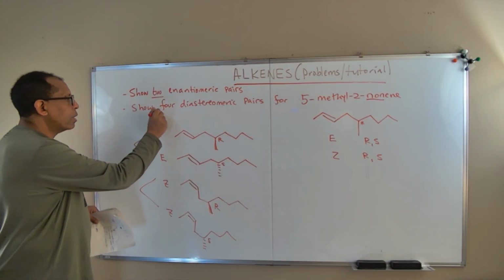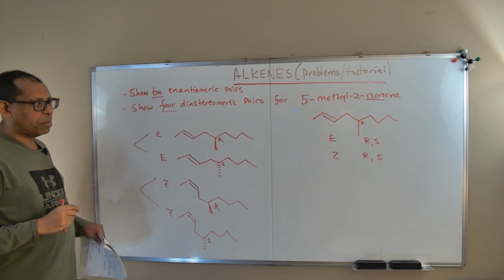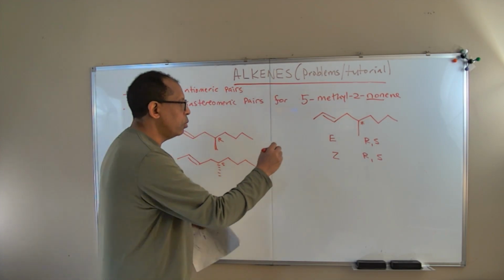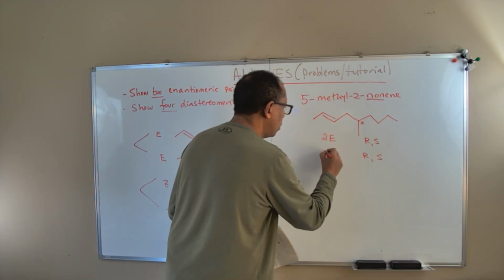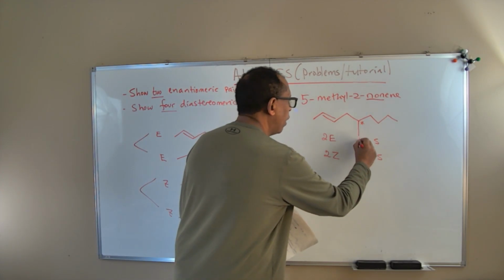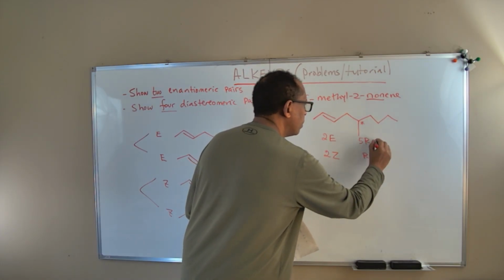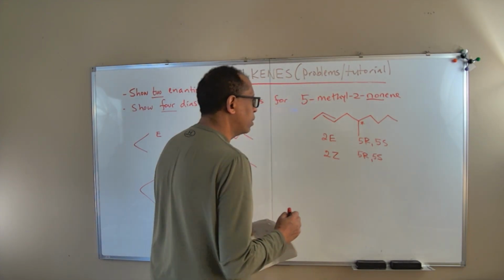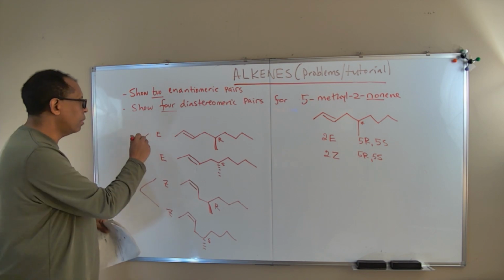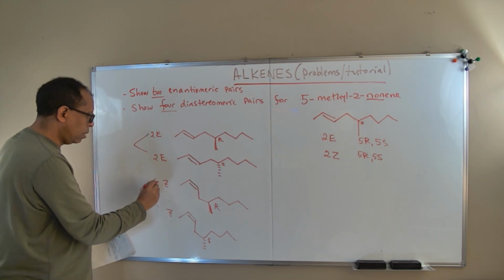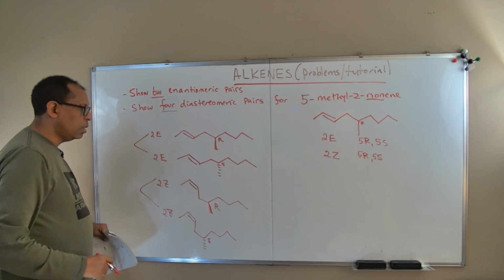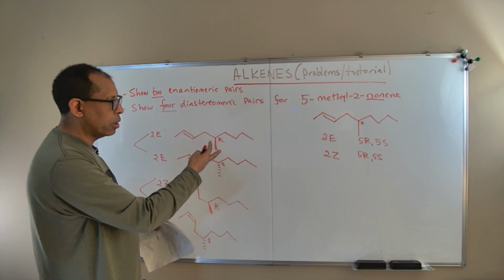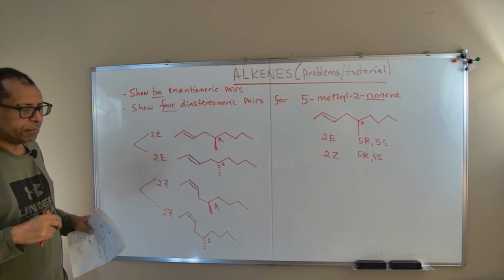So now we are asked to show four diastereomeric pairs. Four diastereomeric pairs means that, so this is a 2E, 2Z, and 5R, 5S, 5R, 5S for Z. So these are all 2E, 2Z, at the 2 position, and the stereogenic center is at 5.